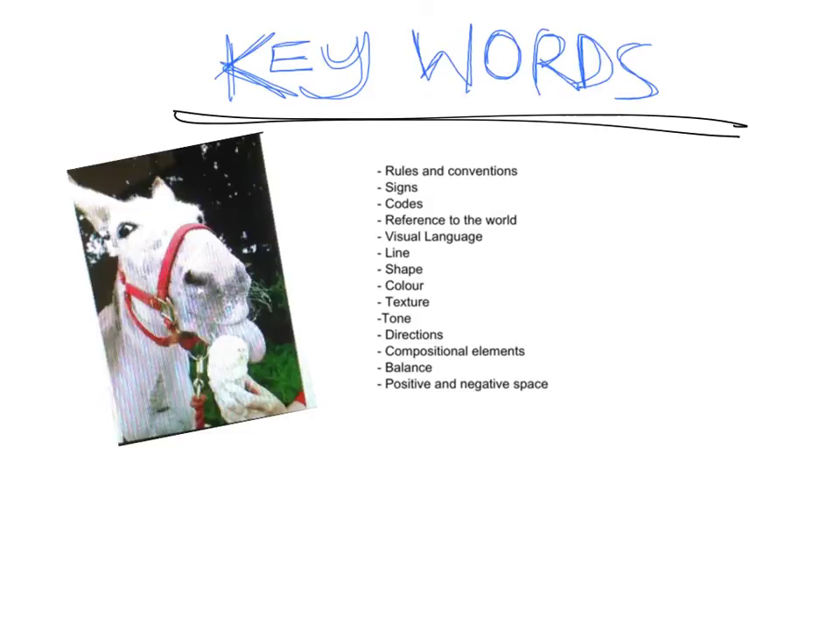Now, hopefully, you're starting to understand the importance of knowing some other key words that you might associate or link with the structural frame. Some examples of these are rules and conventions, signs, codes, reference to the world, visual language, I told you to remember that one, line, shape, colour, texture, tone, direction, adding compositional elements, balance, positive and negative space.